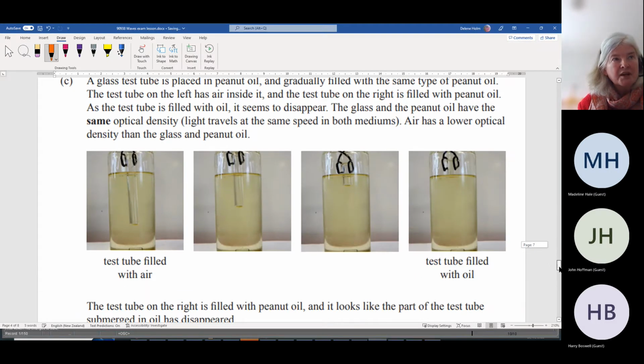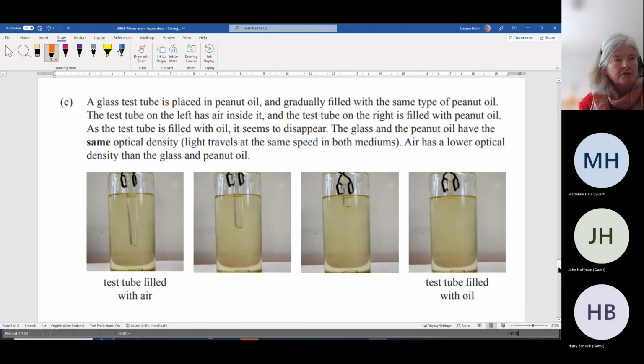Now, this is an interesting one. We are basically told, right, I've got a container with a glass test tube inside. And I'm going to fill that glass test tube.